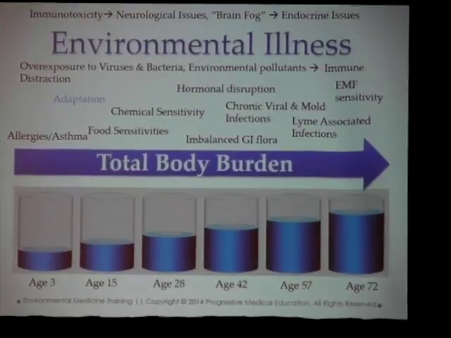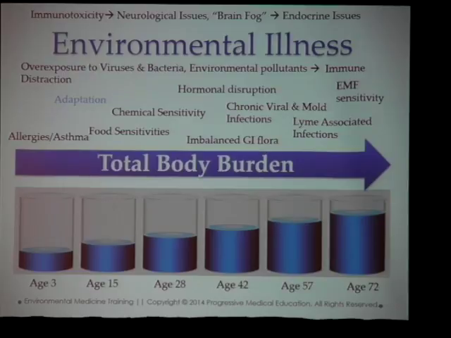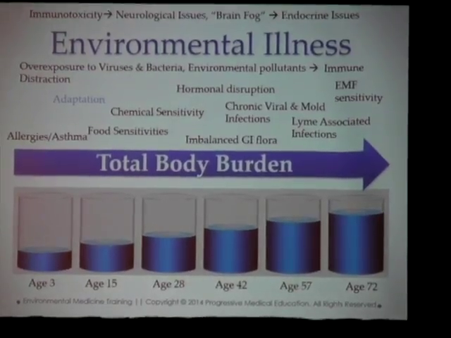So an individual who is younger can start off at the age of 3 with asthma or allergies, and then over time that can be masqueraded and become food intolerance, chemical sensitivities. And then as they get older, they can have hormone disruption, chronic viral or mold infections, and it accentuates, and at the very end of environmental illness, we find people are very sensitive to EMF, and they become very hypersensitive to their environment around them.